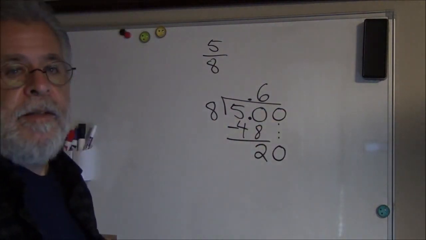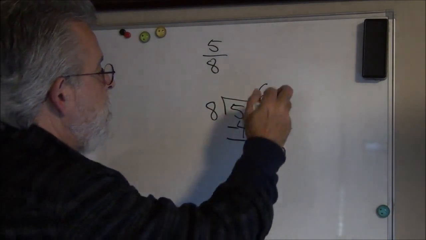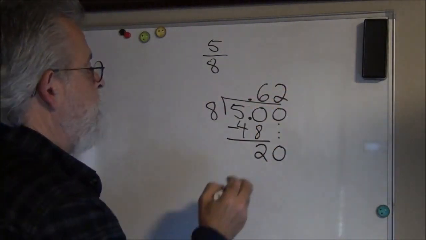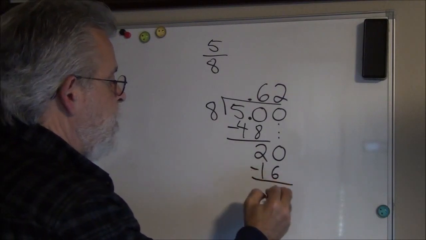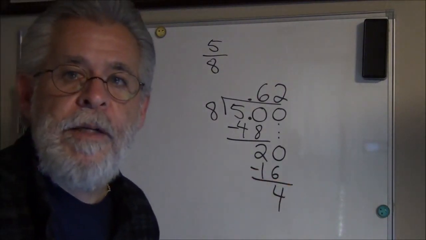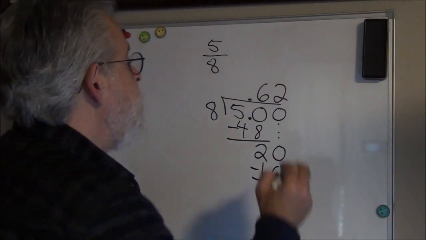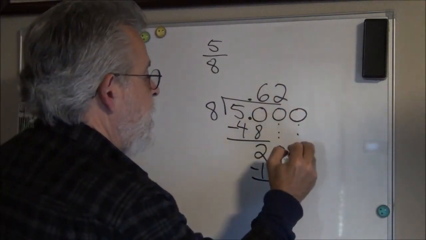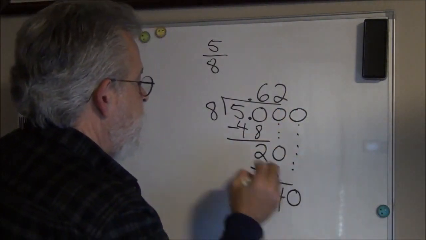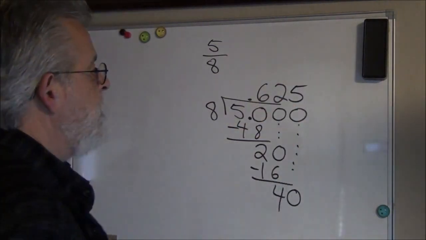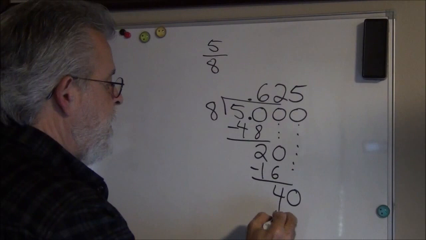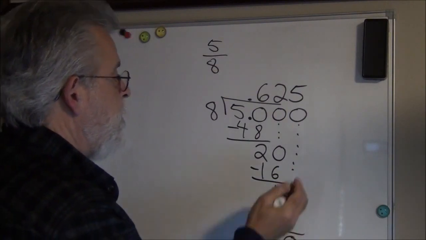Okay. I can get 8 out of 20 2 times without going over. 2 times 8 gives me 16. I subtract, brings me 4. I still have a remainder. I don't want a remainder. So I'm going to add another 0 and I'm going to drop that one. 8 goes into 40 exactly 5 times. 5 times 8 is 40, and then I get a remainder of 0.